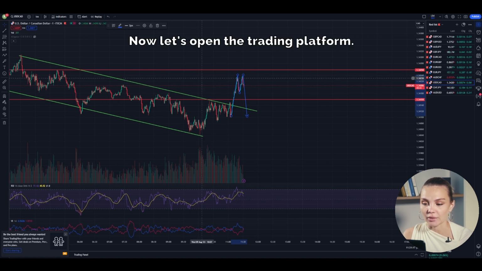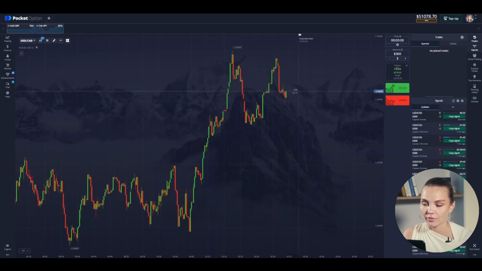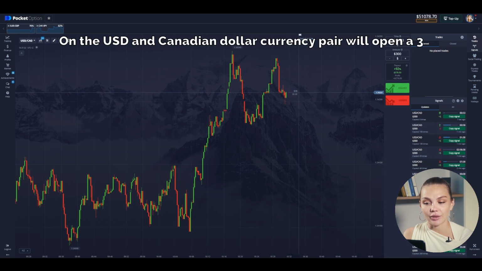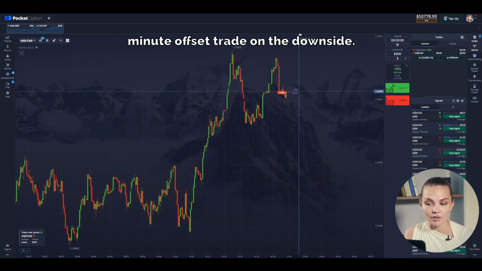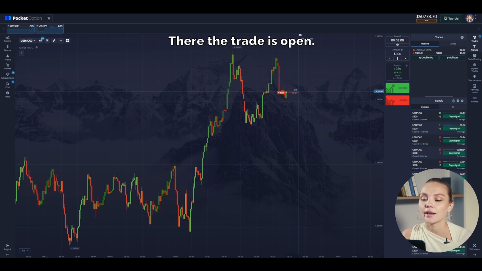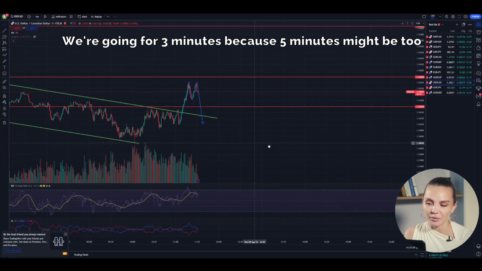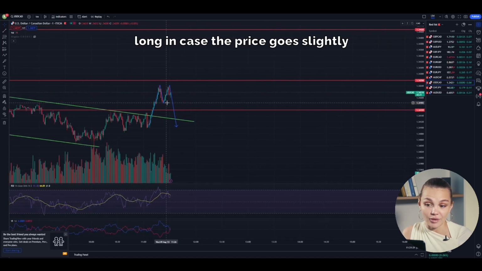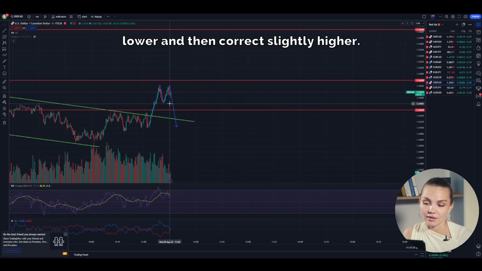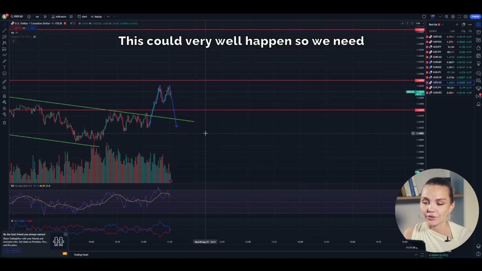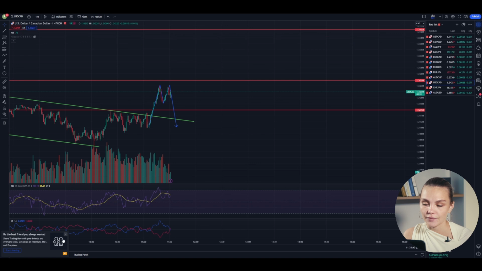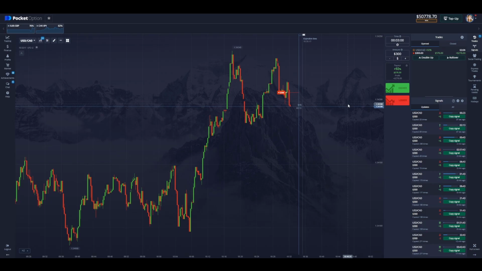Now let's open the trading platform. On the USD and Canadian dollar currency pair, we'll open a 3-minute offset trade on the downside. There, the trade is open. We're going for 3 minutes because 5 minutes might be too long in case the price goes slightly lower and then corrects slightly higher. This could very well happen, so we need to consider all risks and be cautious. Now let's wait for the results.